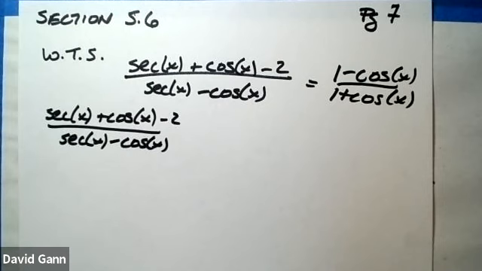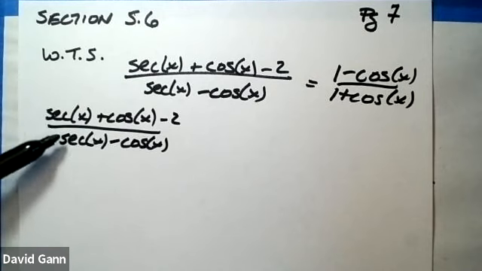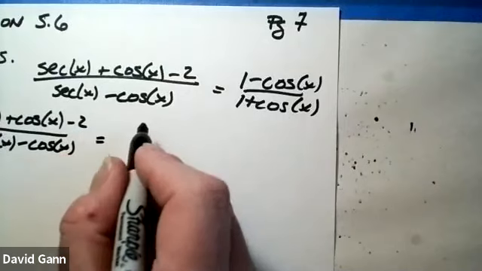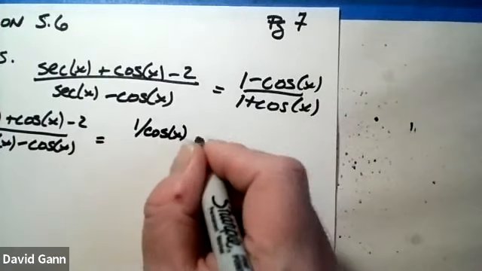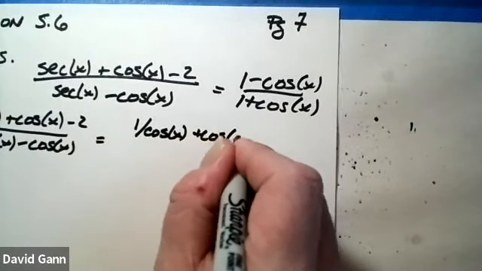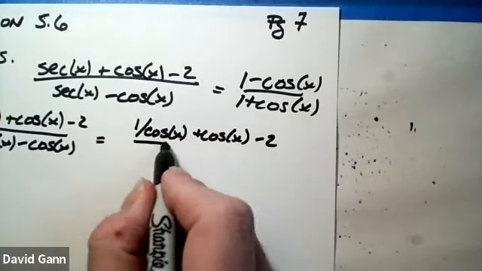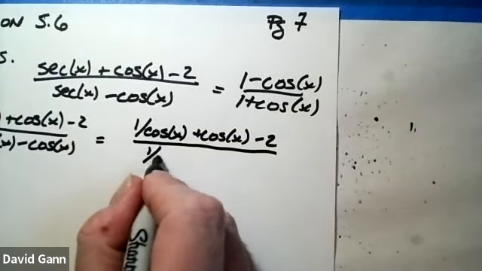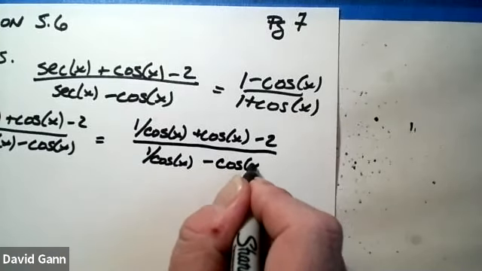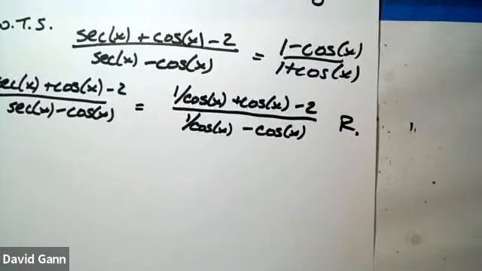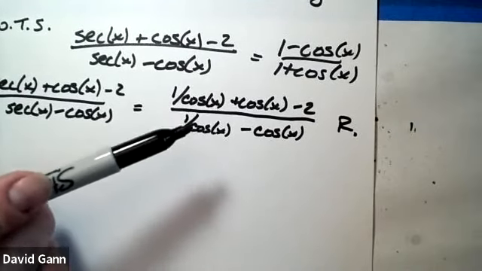So maybe what we could do is start by converting everything into sines and cosines. I'm going to make this really simple substitution for secant and then see where that takes me. So we end up with 1 over cosine of x plus cosine of x minus 2 all over 1 over cosine of x minus cosine of x. And that's just a reciprocal identity. So what I've done is I've created a complex fraction.